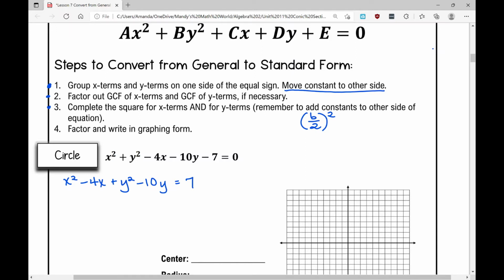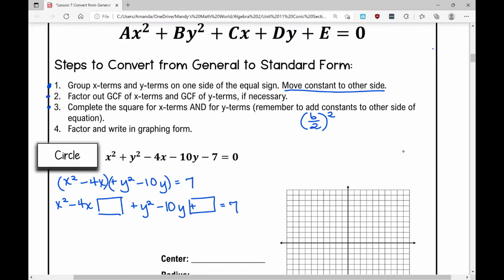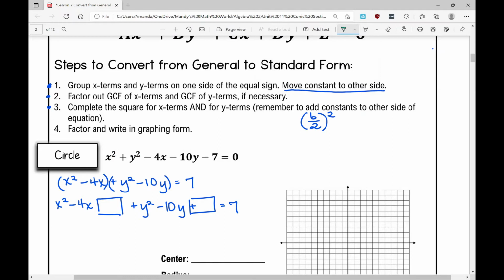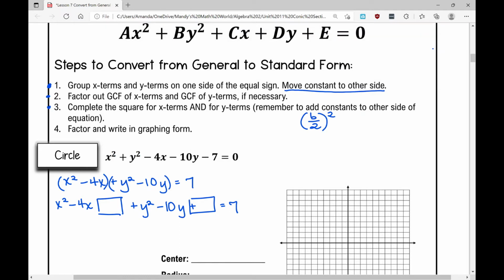Now I'm going to complete the square for these terms. So I have x squared minus 4x, and I'm going to add something here, plus y squared minus 10y, and I'm going to add something here, equals 7. So now what do I add? I add b over 2 squared. I'm going through this fairly quickly because we did review completing the square a little bit at the beginning of this unit, and you hopefully have seen completing the square when you have solved quadratics, things like that.